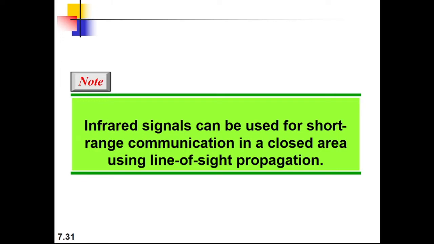Okay, now for our third signal, that is infrared signals. What is an infrared signal? Infrared signals can be used for short range communications in a closed area using line of sight propagation. Here also you can see that this is line of sight propagation. That means the antennas must be in the same line, and it can travel only a short range. This is short range communication, in a closed area. Okay.